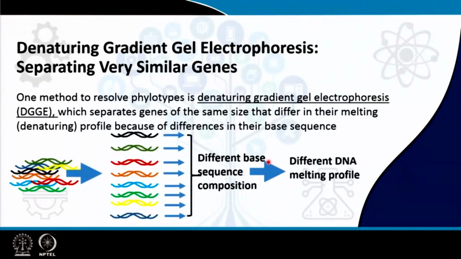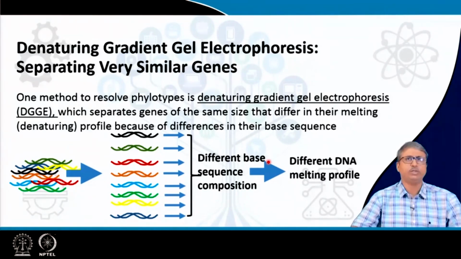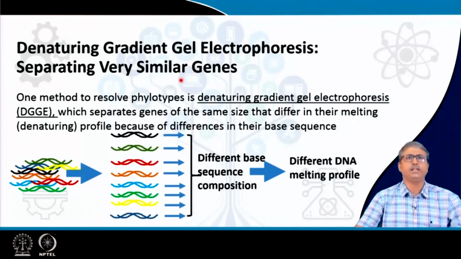So, this is one method that is very regularly followed, and I will come later in this lecture with some case studies on how this is actually used. The second one is a very interesting method where we do not apply the cloning based procedure in the beginning. Rather, we try to segregate the different phylotypes or different species based on their DNA composition or DNA sequence. This is called denaturing gradient gel electrophoresis, separating very similar genes.